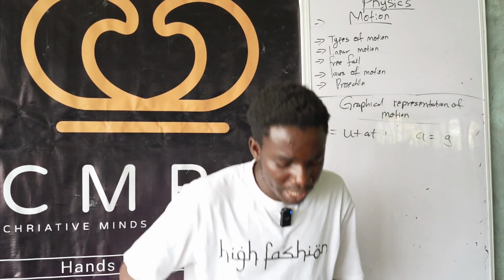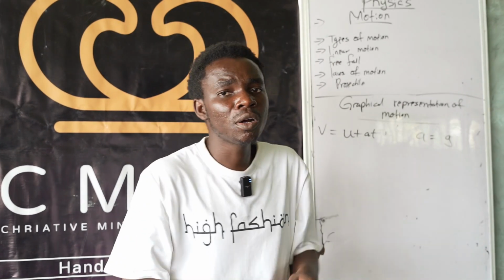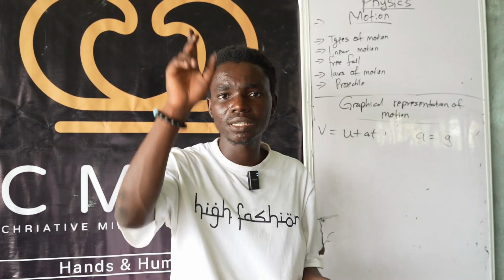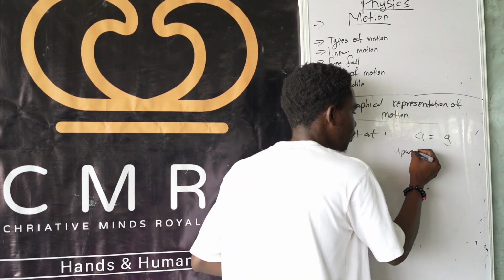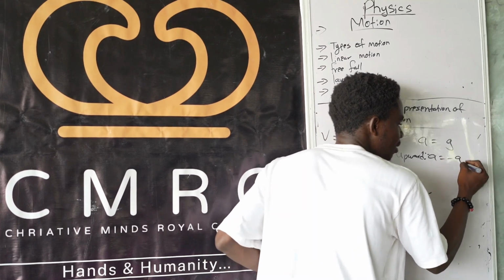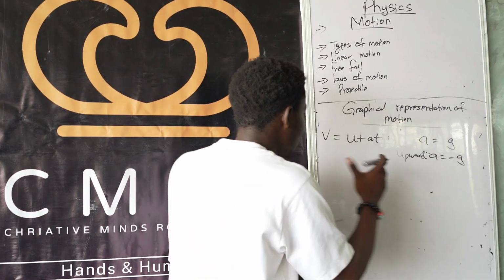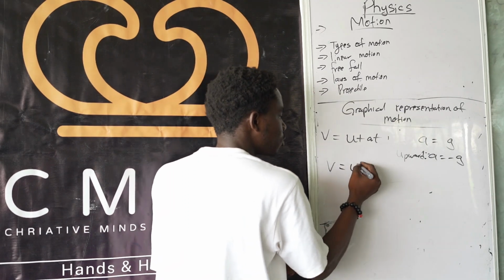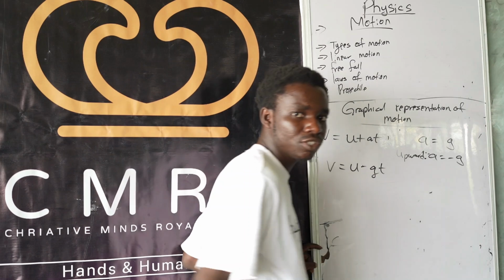Now, if I want to throw this thing up, as it's going up, what do you think is happening? It's going against gravity, that is upward. Upward means your a will be equal to minus g. So if my motion is in the upward direction, my equation will change to v equals u minus gt. The minus is coming from this minus g here.